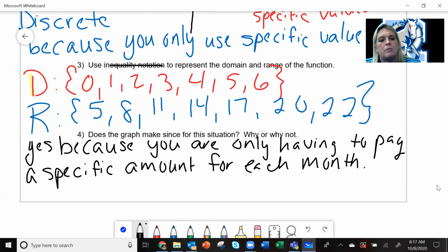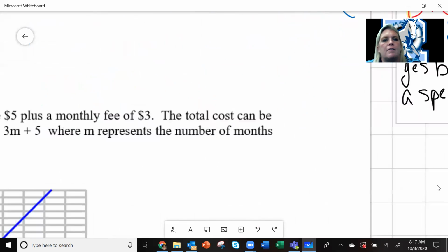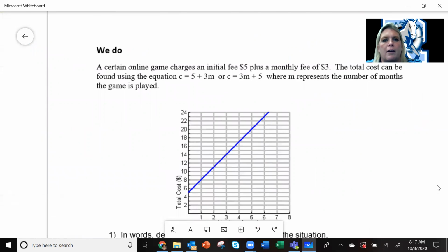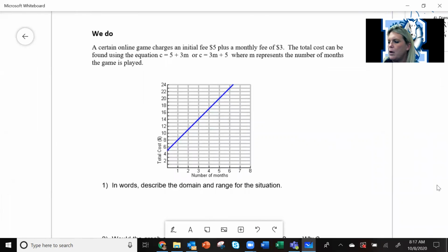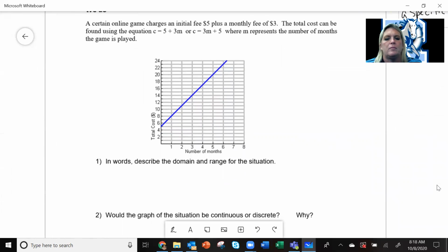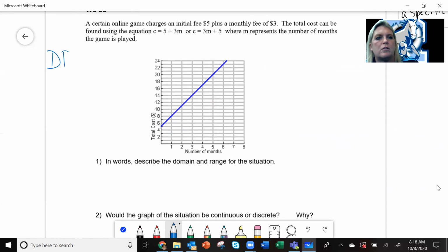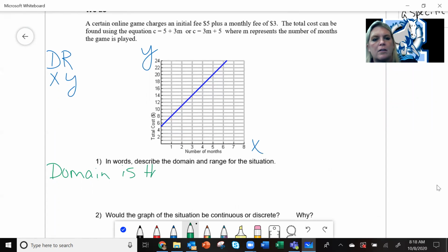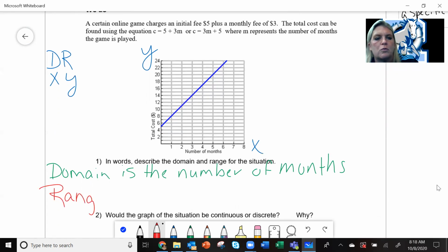So now let's look, what if they took this problem and they gave it to us, but this time they gave us a line for the graph. It's the same problem, and it's asking us to state in words, what is the domain and range of the situation? So look at this graph, let's label it and state what our domain and range is. Well, remember, Dr. XY. Here's my X, here's my Y. My domain is my X value. The domain is the number of months. The range are the Y values. So the range, that's this right here, is the total cost.